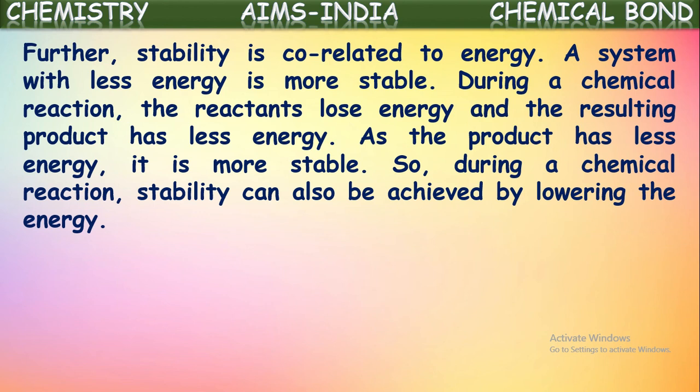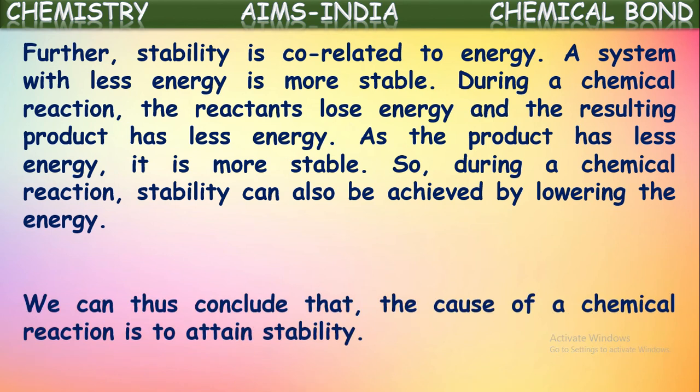So when they are losing and gaining electrons, while getting this octet configuration, they lose energy and hence they become least energetic. The product of these two will become least energetic. As the product has less energy, it is more stable. So during a chemical reaction, stability can also be achieved by lowering the energy.